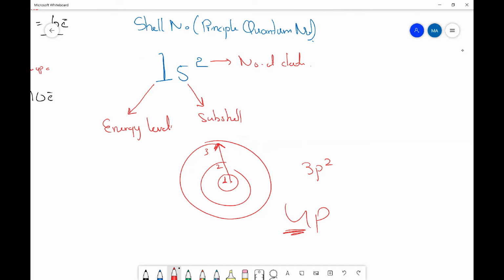So this is what you should know, because we will be studying the filling of the subshells, these notations, in detail in the coming up classes. You should know the standard notation as well, how we write these energy levels there. Any question?